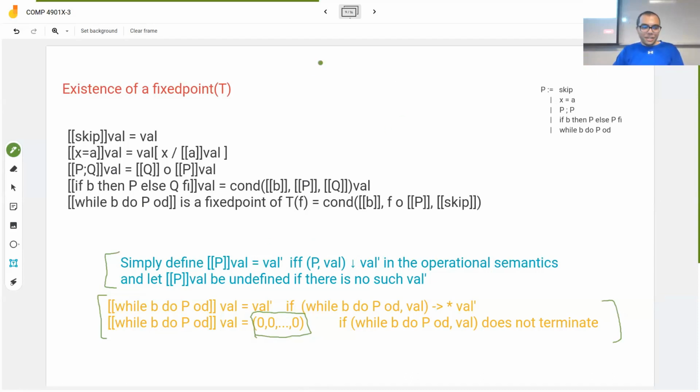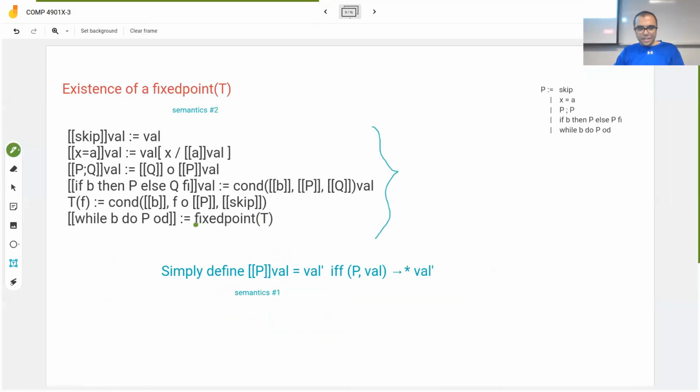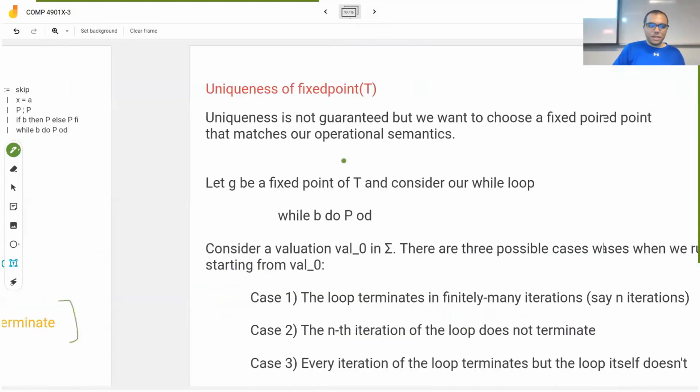So instead of saying it's a fixed point of t, or instead of defining it like this, I will define it as least fixed point. And by least fixed point, I mean the least defined fixed point. The fixed point that has the most number of undefined results possible. Okay.